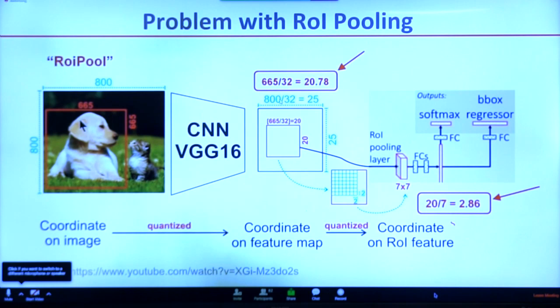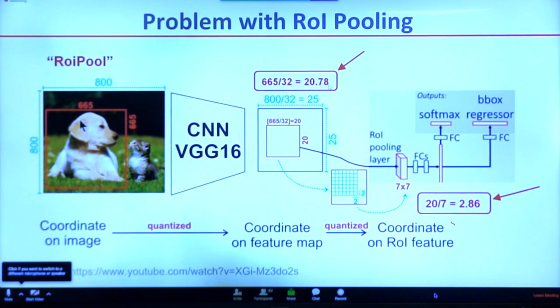But what we can see here is that we were able to directly reduce 800 by 32, which is 25, so there is no loss. But if you look at this, 665 divided by 32 is 20.78. So there is 0.78, and we need to make it either 20 or 21. So there is some loss. Let's look at why this loss is important.